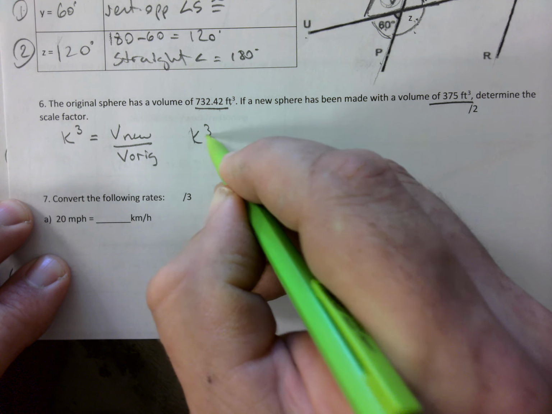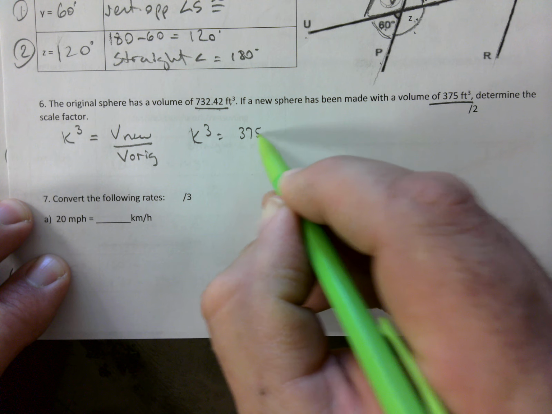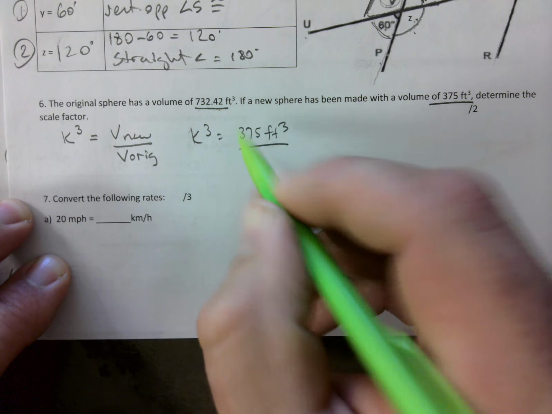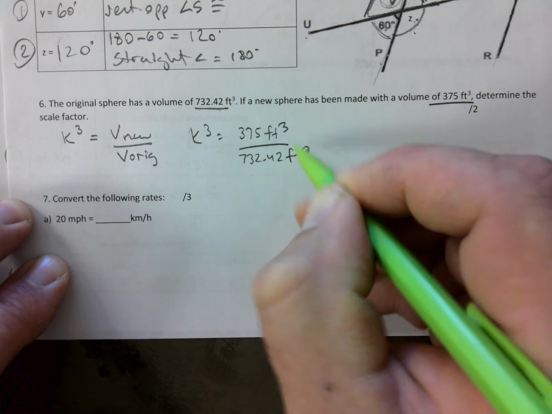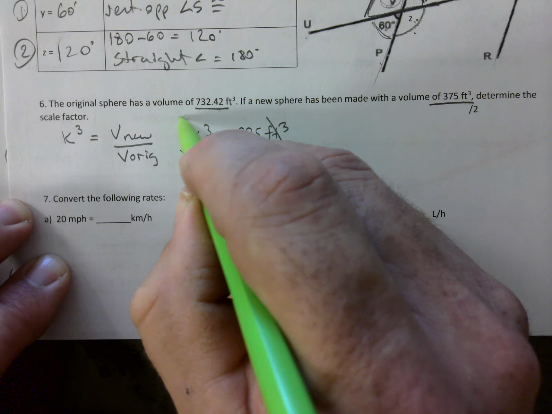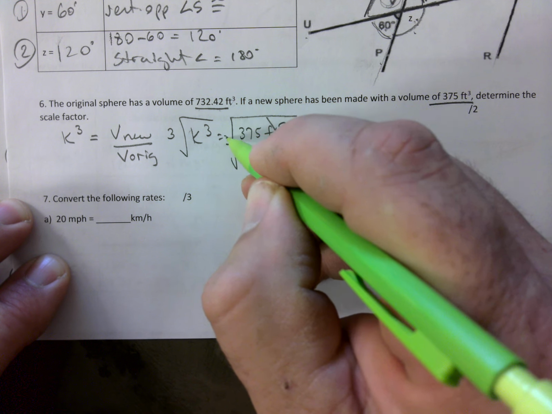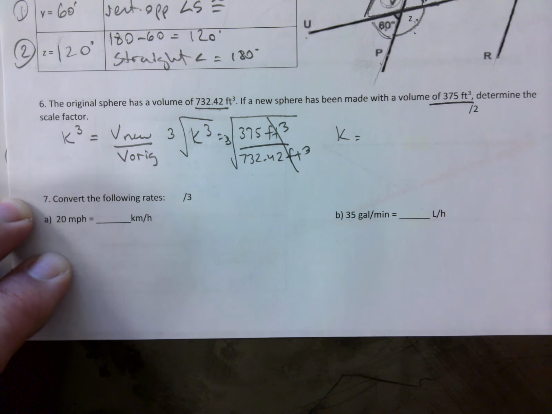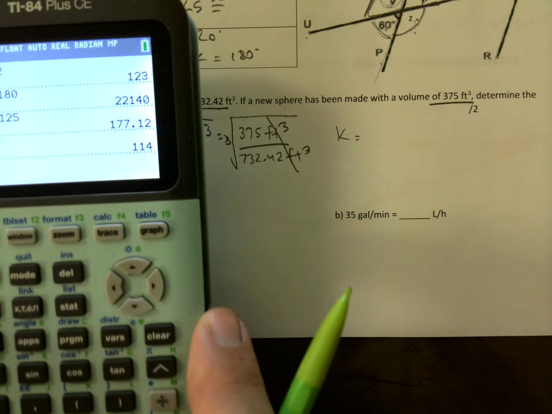Okay, so k cubed is new, which is 375 cubic feet over 732.42 cubic feet. Perfect, because the units cancel out like that. And to get k on its own, we want to cube root. Do you know how to get cube root? You remember that on your calculator? You should grab your calculator at this point. And make sure you understand how to do it.